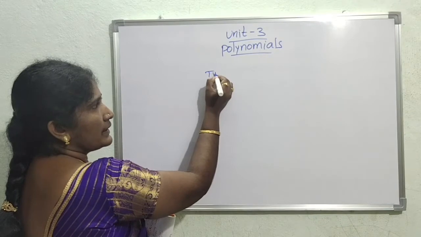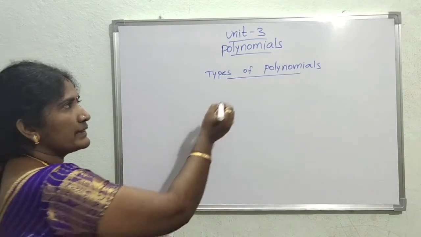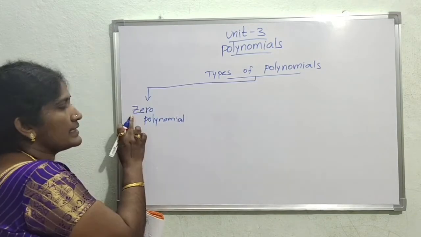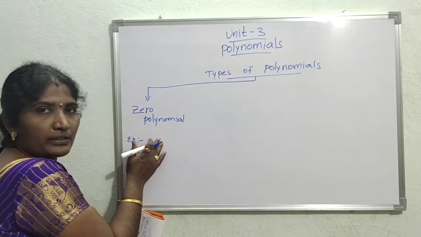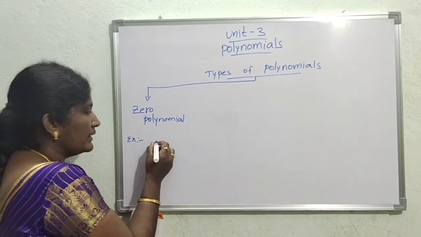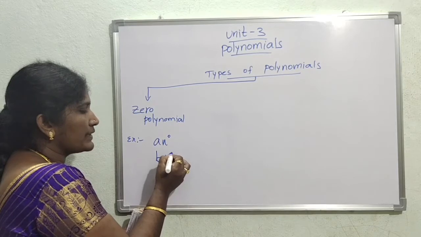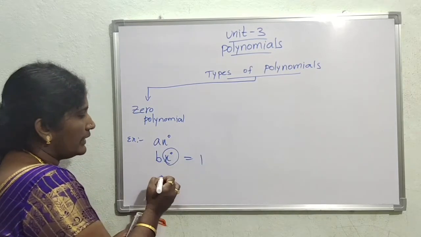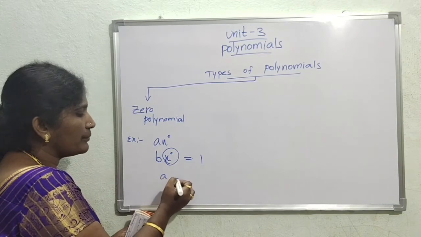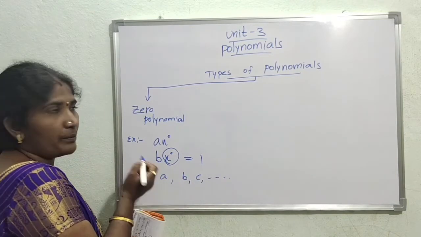Next concept, types of polynomials. Types of polynomials depend upon their degree. First, zero polynomial. If the degree of the polynomial is 0, then it is called a zero polynomial. Example, a x to the power 0 or b x to the power 0. Here x to the power 0 is nothing but 1. Therefore, the general form is a, b, c. Like this we can take zero polynomials.